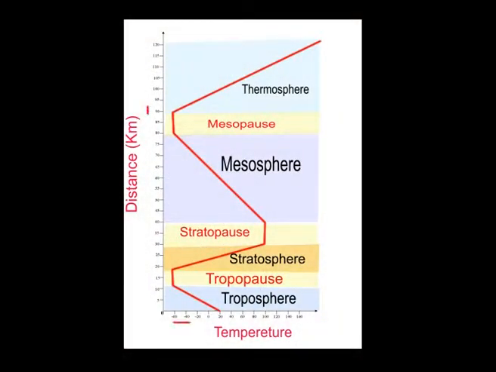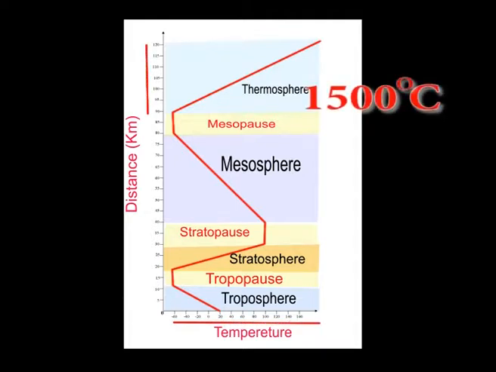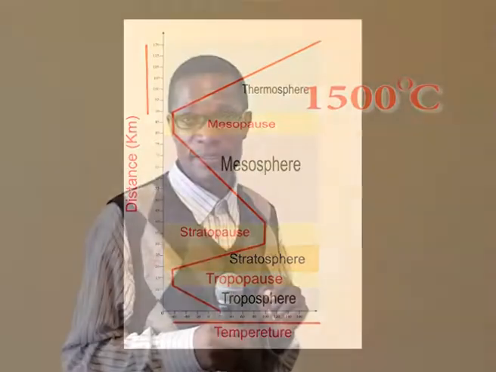The temperature increases rapidly with increasing height, reaching 1,500 degrees Celsius. This means that it experiences a negative lapse rate. The high temperature is due to the increasing proportion of atomic oxygen, which absorbs short ultraviolet radiation from the sun.